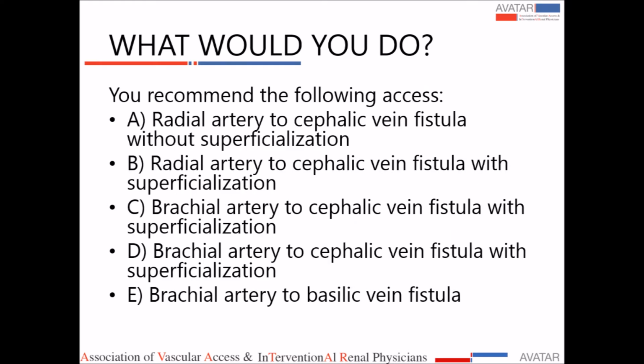In fact, if you look at the venous measurements, the cephalic vein at the wrist is 2.8, which is well beyond the minimum criteria that we need. But what you find here is that the cephalic vein is 8 centimeters from the skin surface. And so when you want to make your recommendation, you have a few choices. And I'll just give you the answer. You want to do a radial artery to a cephalic vein with superficialization.